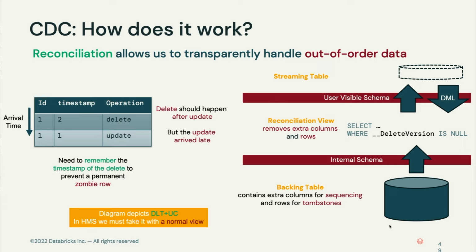Now, everything I just talked about is how it works in Unity Catalog. If you're using HMS, obviously we could not create a new streaming table object inside of HMS, and so we just create a view. So a question I get very often is, why, when I use apply changes into, is it creating a view instead of a table? It's because we have to do reconciliation in order to give you the correct answer.